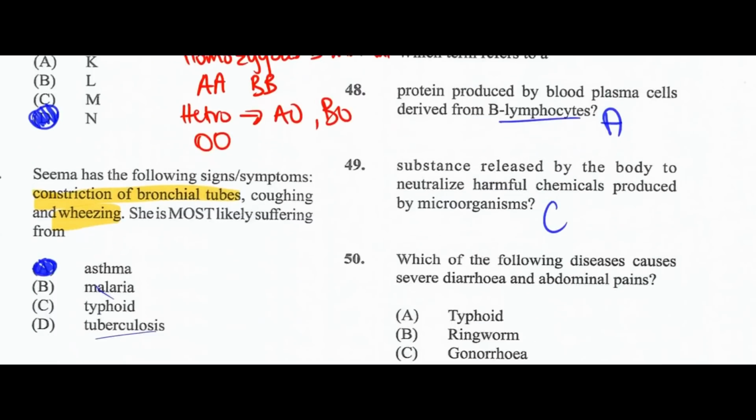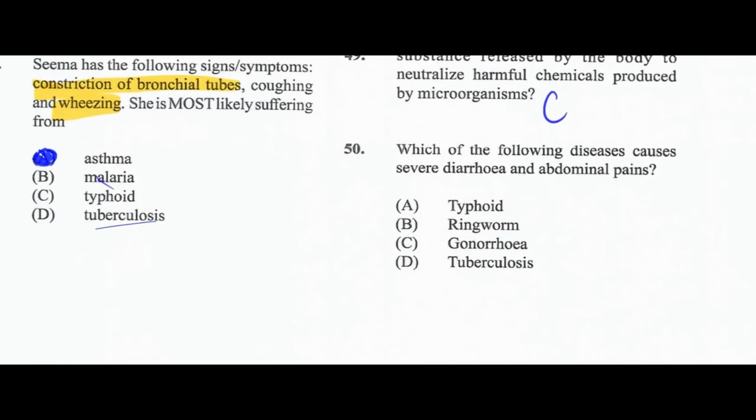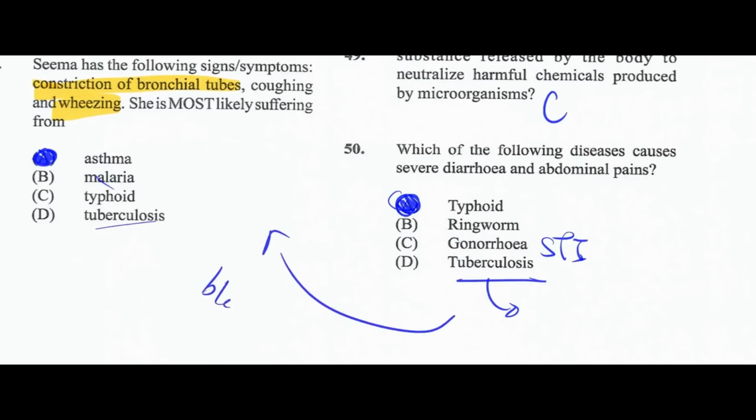So yeah. 50, which of the following diseases causes severe diarrhea and abdominal pain? The answer for this is typhoid. Yeah. Ringworm is a fungus, gonorrhea is an STI or STD, tuberculosis, as I said, something like pneumonia, but it comes with bleeding and such. Yeah. Typhoid.